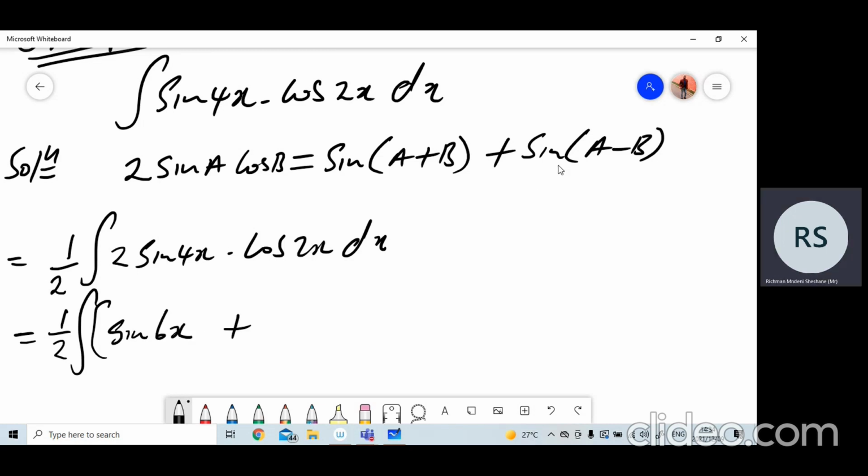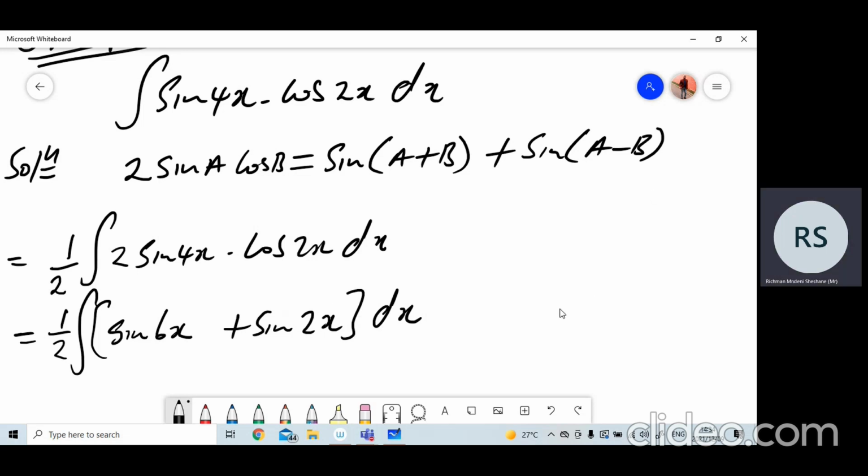And then plus sine of A minus B. We said A is 4x and B is 2x, so this will be sine of 4x minus 2x, which is 2x. So that's how we use this product: we're going from the product to the sum here. All right.